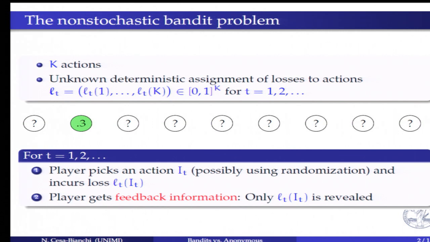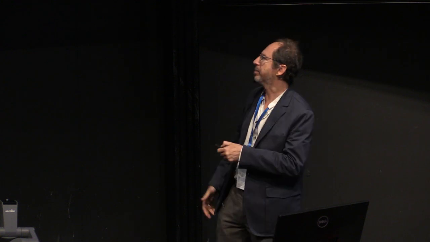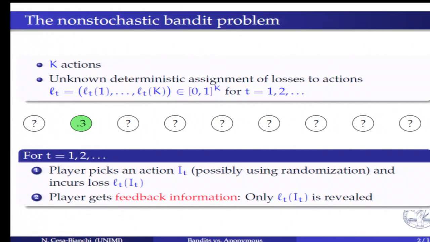It's important to insist that the assignment is completely deterministic, so there's no randomization in the model, and you can think of this sequence of loss vectors as an unknown parameter of the game. Informally, the goal of the player is to control regret, which is the difference between the cumulative loss in expectation according to the randomization of the player and the cumulative loss of the single best action according to the assignment of losses to actions.